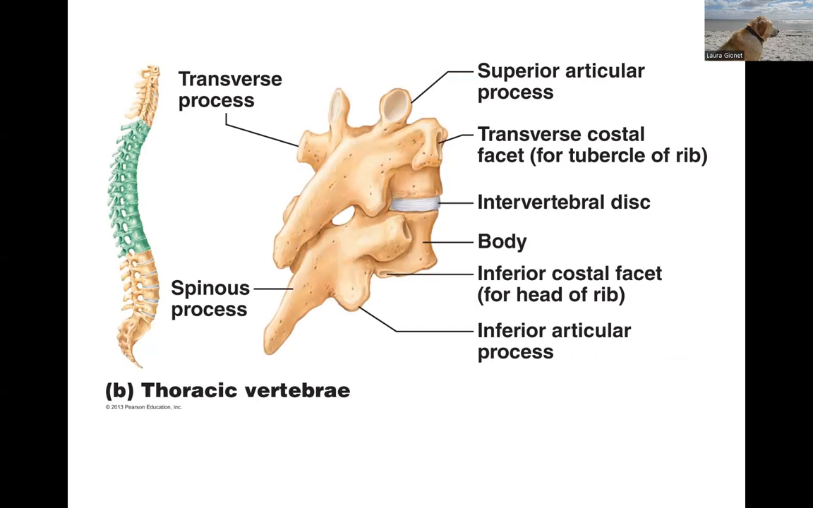So here we're looking at some thoracic vertebra. Their spinous process is very long. To me, a thoracic vertebra looks like a giraffe or an elephant.